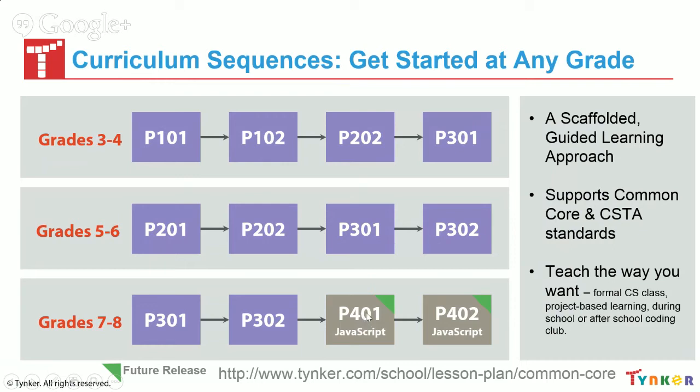And this is just a mapping of what our course sequence looks like. It makes it very easy to get started at any grade. So if you have students who haven't started programming and they're fifth graders, this would be their sequence. But if they're starting in third grade, this would be their sequence. So we have a way to get kids started and ramp them up from beginner to advanced.